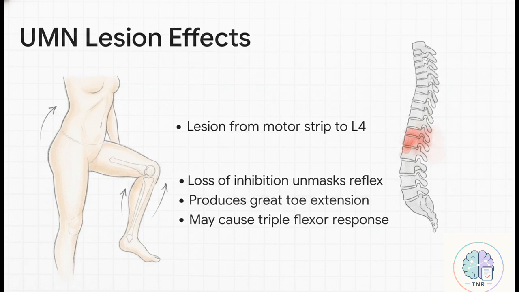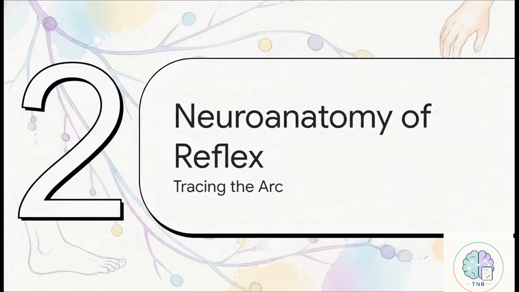And in really severe UMN lesions, you might even trigger what's called a triple flexor response. That's ankle dorsiflexion, knee flexion, and hip flexion, all firing off at the exact same time as the toe extension. It's pretty wild. Moving on to Section 2, the specific neuroanatomy of the reflex.